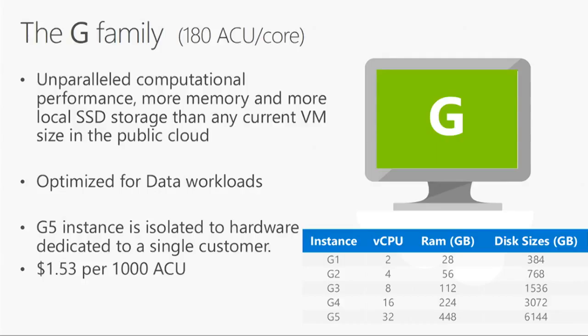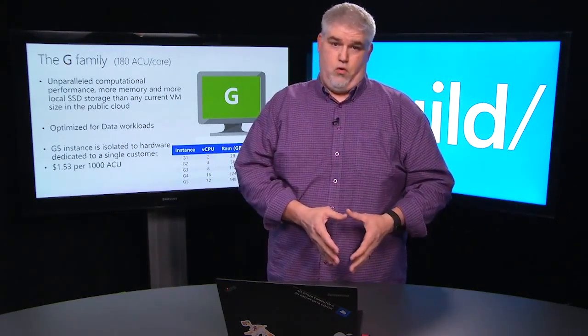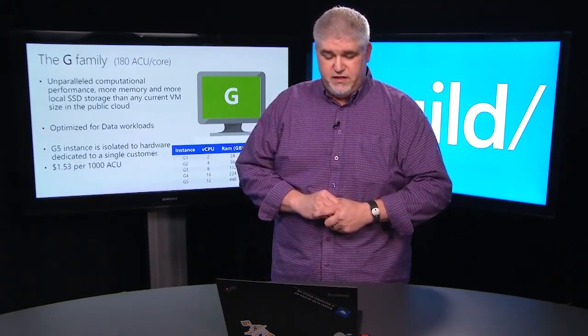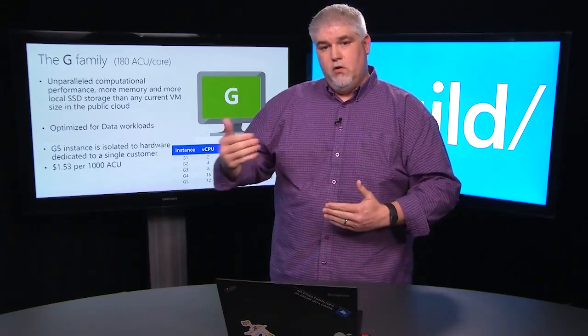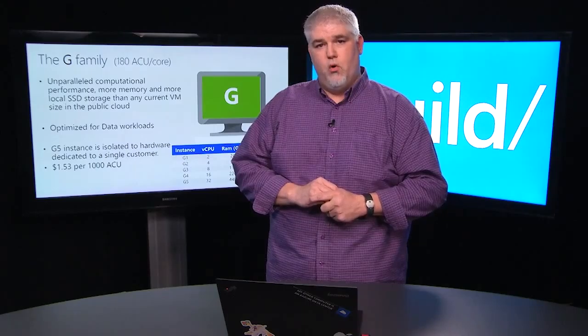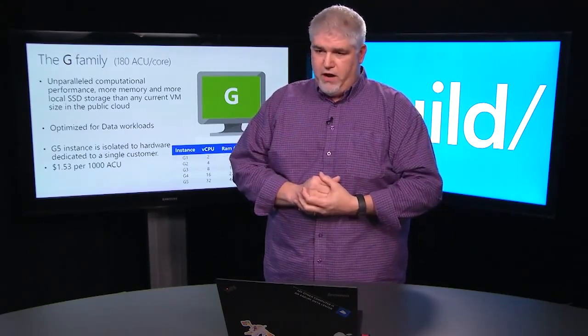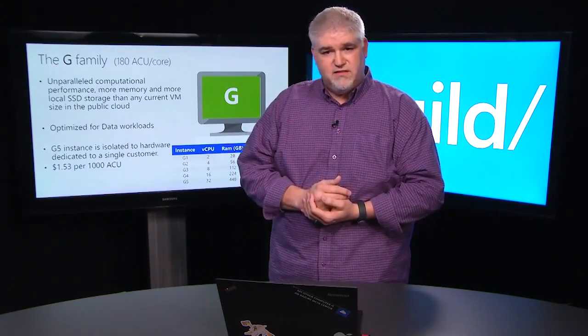It actually has up to 448 gigabytes, which is the biggest VM, with 32 cores instead of the 16 that we were seeing, or the 20 on the D15. So you have a much bigger one, and we have it as low as a 2-core with 28. So we're doing 14 gigabytes of RAM to 1 core. So it's much bigger. Great for enterprise applications, anything that needs fast disk.